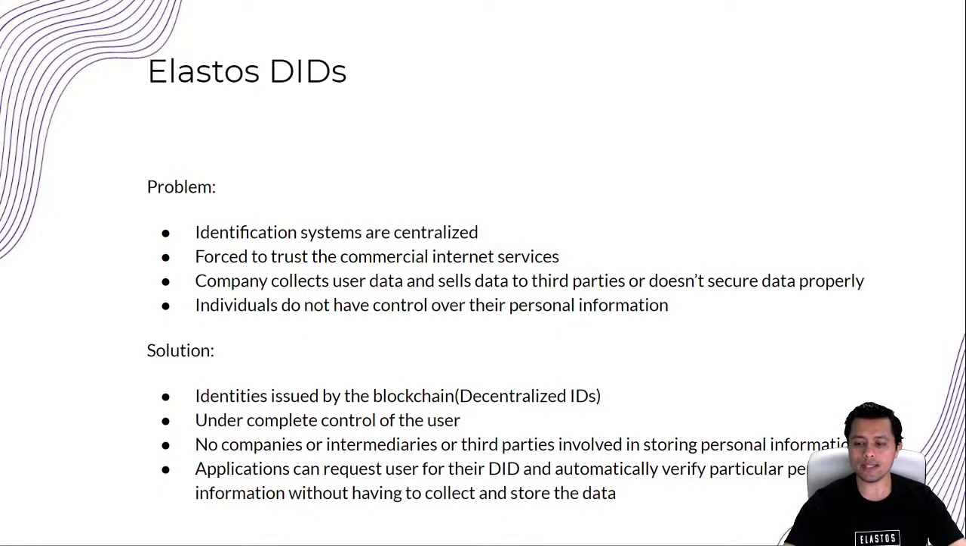So what is Elastos DID actually offering to solve? Elastos DID is offering to solve this exact problem, these problems that I just mentioned, by offering its unique solution. First of all, issuing identities by the blockchain itself. So instead of Facebook issuing your ID and storing it on their database, instead of Google issuing your ID and storing it on their database, you can create your own DID and then record it on the blockchain, and transact with it on the blockchain.